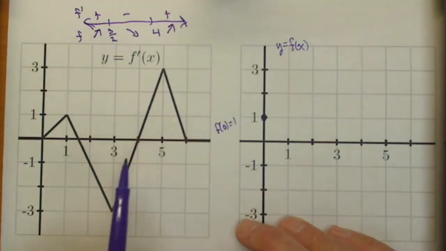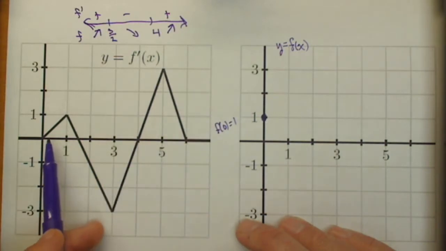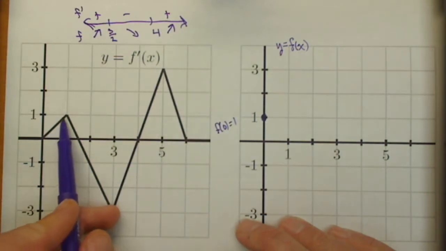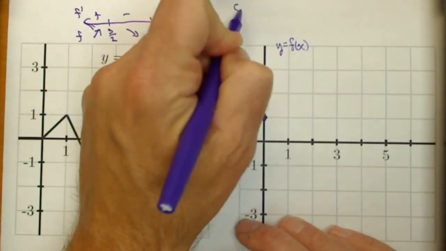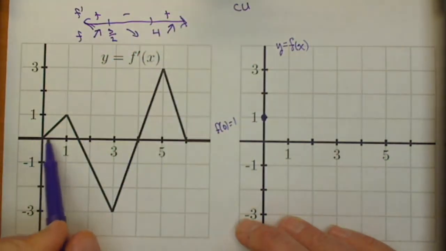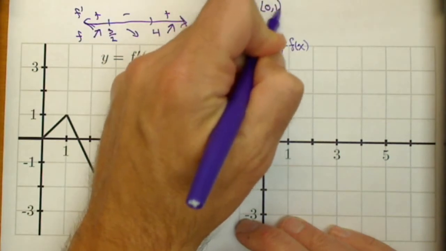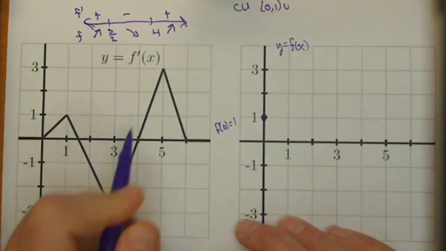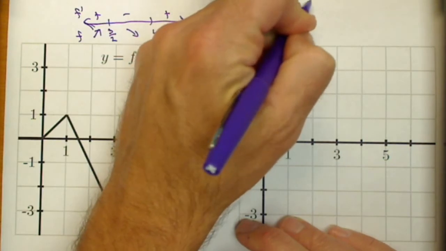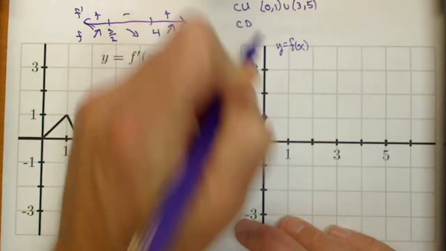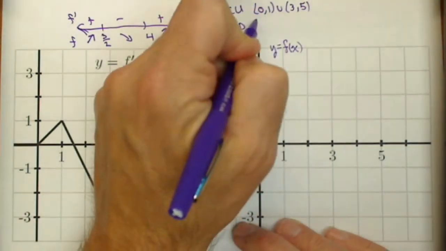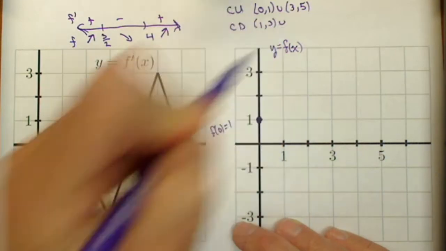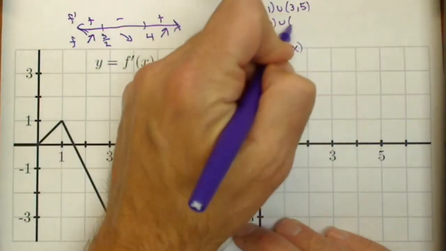Concave up and down is going to use a similar method. Whenever the rate of change is increasing, it's going to be concave up. Whenever the rate of change is decreasing, it's concave down. So concave up, we can see 0 to 1 and from 3 to 5. Concave down from 1 to 3 and from 5 to 6.